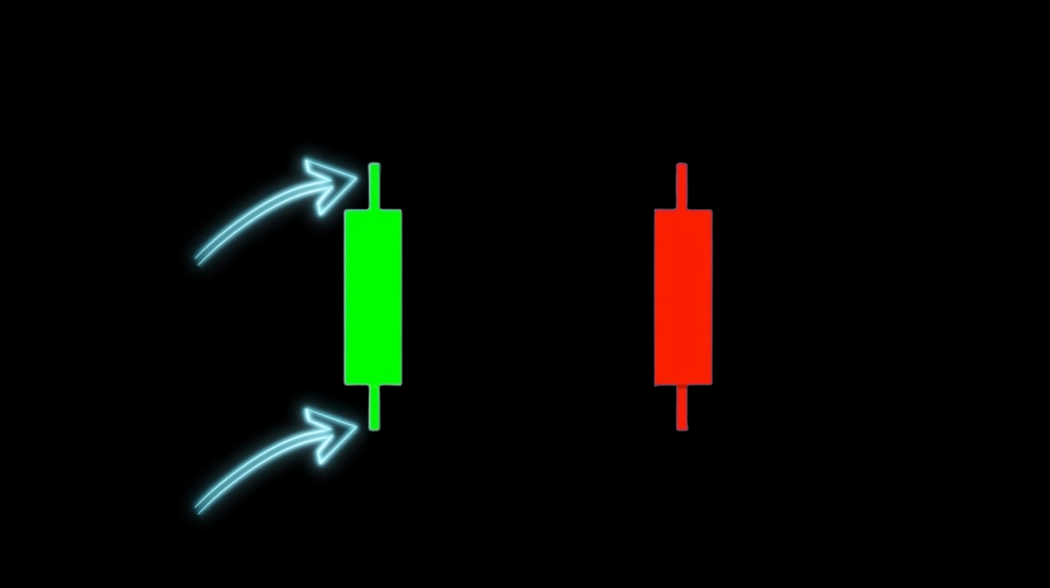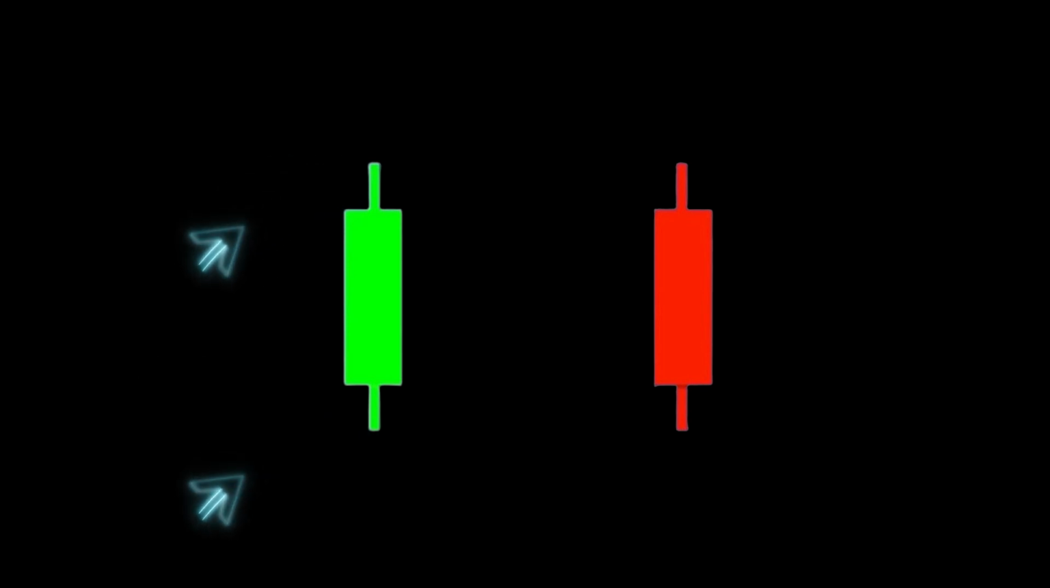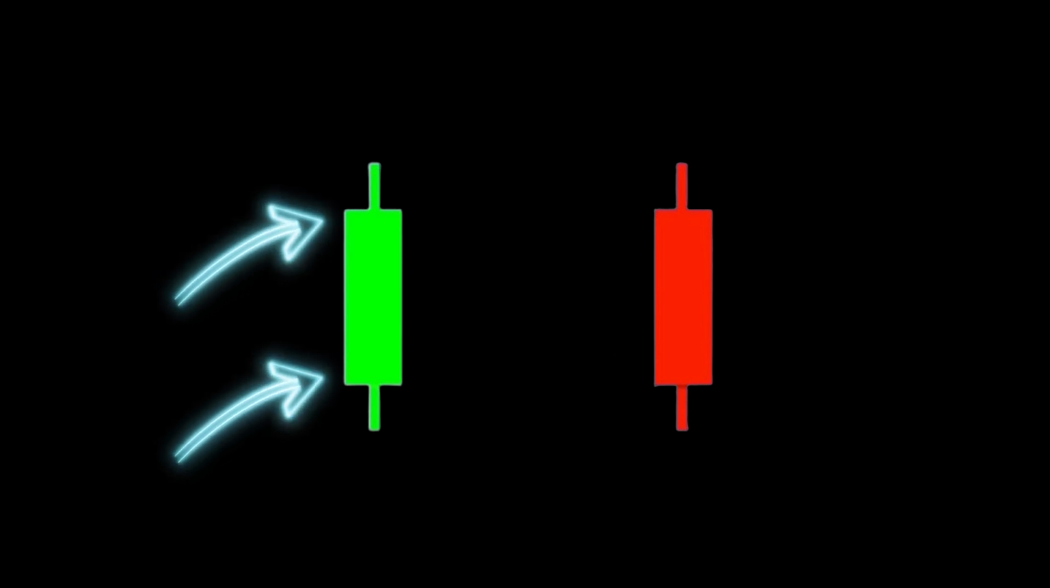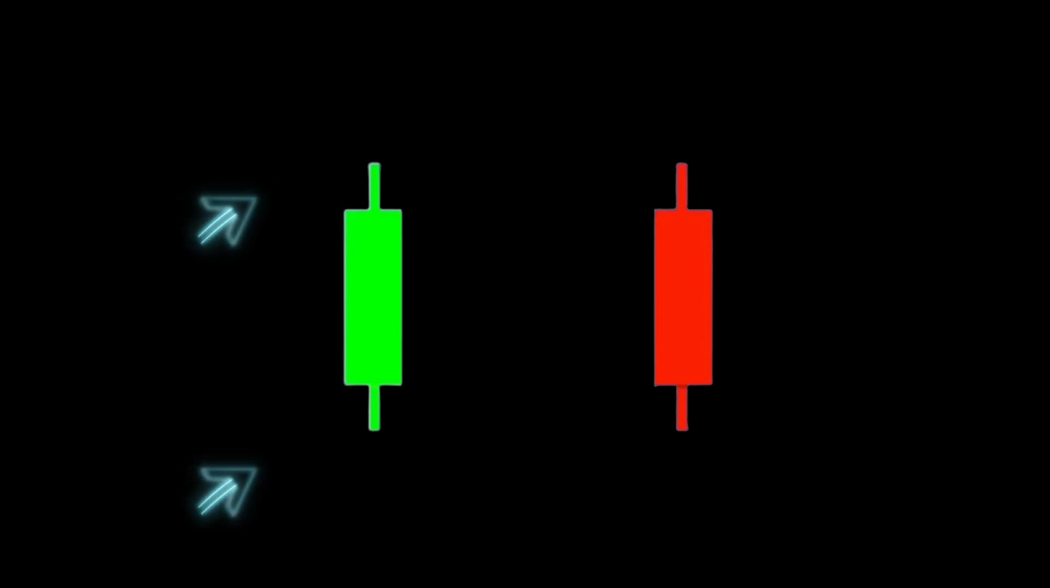A green candle indicates that prices are rising. A red one indicates that prices are falling. At the ends of the body, there are the opening and closing. At the ends of the shadows, the maximum values reached.